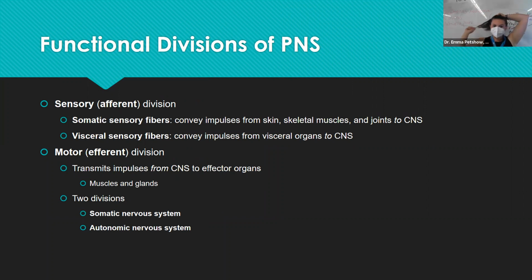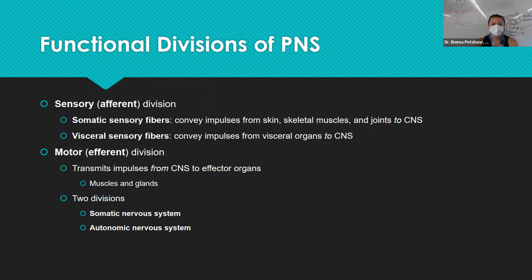Anyways, so there's 2 different divisions of the peripheral nervous system, sensory or the afferent division and motor or the efferent division. Knowing afferent versus efferent is important. They will include those to try to confuse you. So understand that our afferent division includes our somatic sensory fibers and our visceral sensory fibers.